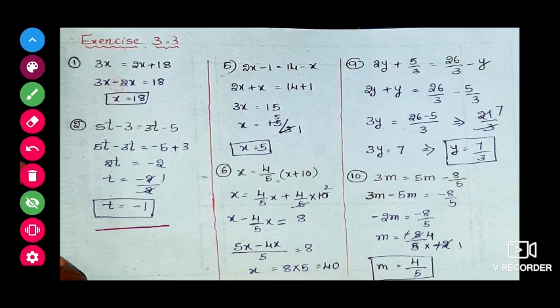Next, 2x minus 1 is equal to 14 minus x. So here already 2x is there, minus x if it comes this side becomes plus x. And that side 14 is there, minus 1 if it goes that side becomes plus 1. Now this side 2x plus x is 3x, 14 plus 1 is 15. Now x is equal to, here we only want the x value, so send 3 also that side. If I send 3 also that side, x is equal to 15 by 3. 3 ones are 3, 5s are 15. x is equal to 5.